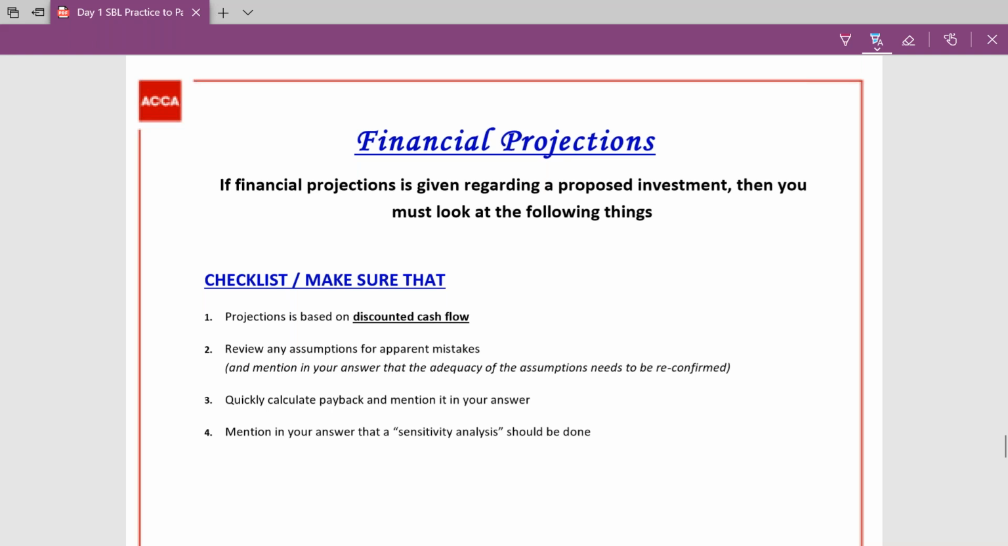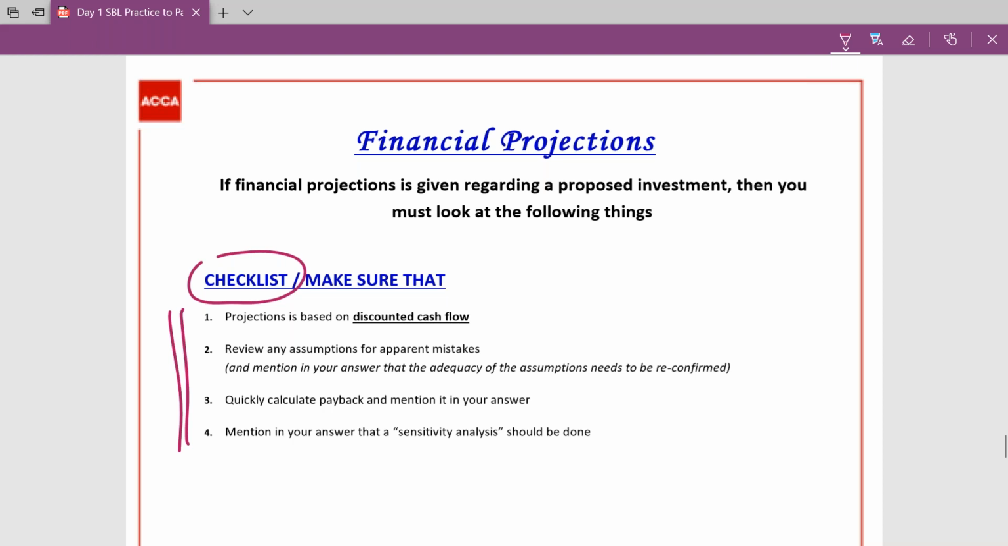Okay, so I have given a checklist. You see this checklist? I have given 4 items. So whenever you see a financial projection in any of the exhibits, check these 4 things. I repeat, whenever you see financial projections, check these 4 things and you are done.